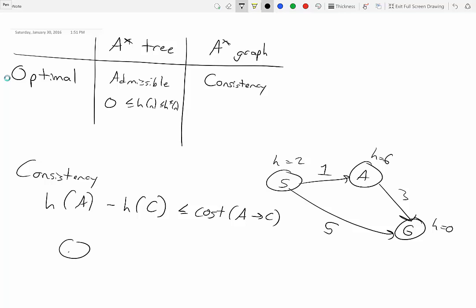So I have A, I have C, and I have some cost. So what it's saying is that if I start off at h of A and I go to a node h of C, I need the cost to be greater than the difference between the two. So h of A minus h of C is my guess for the edge cost. And what do I want? I want it to be less than or equal to the actual edge cost.